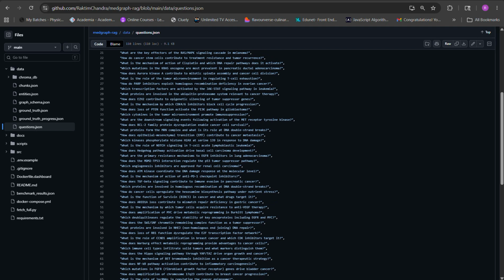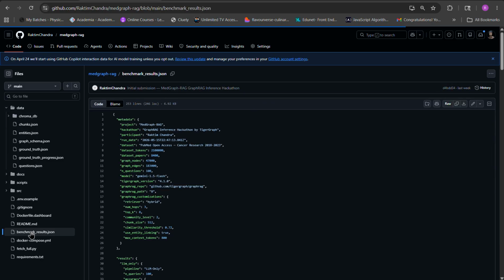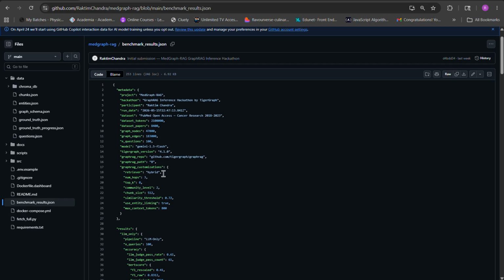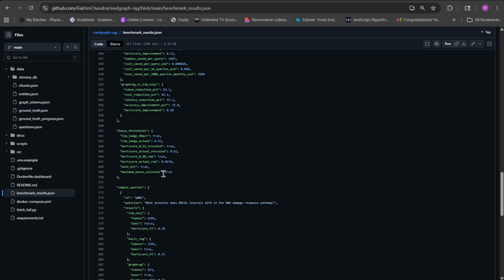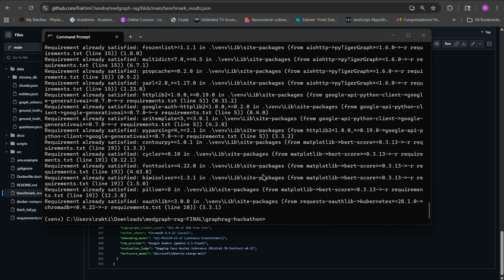And here is benchmark_results.json, the file containing the full results. We will look at these numbers in detail in a moment. Let me now show you the three pipelines live.